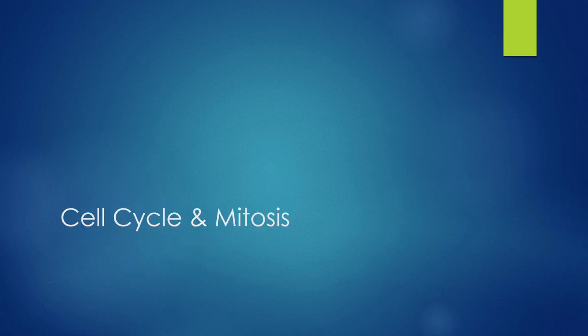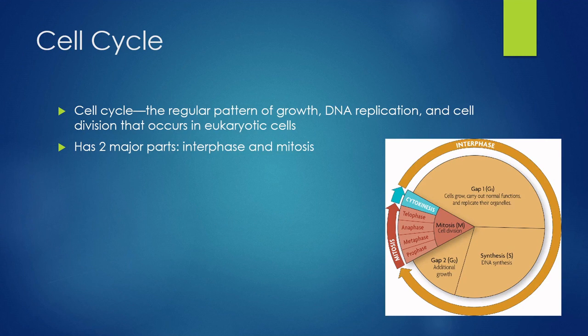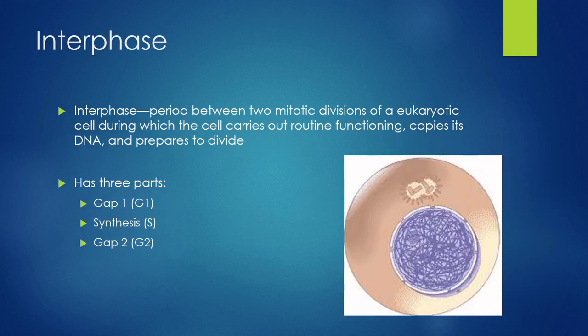So we're going to start with the cell cycle and mitosis. So generally, the definition of the cell cycle is the lifespan of the cell. And it's split into two major parts, interphase and then mitosis. So interphase is when the cell is not dividing, and then mitosis is actually when the cell divides. So we're going to start with interphase.